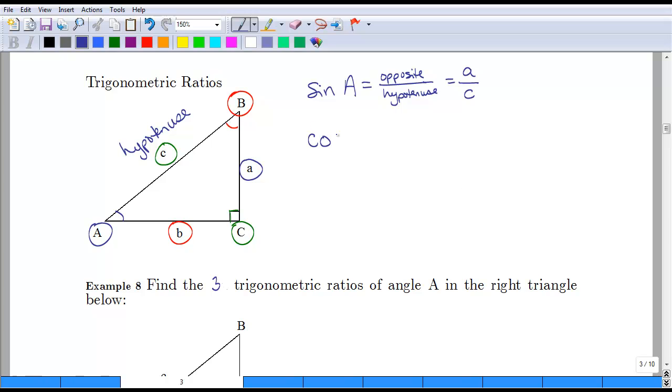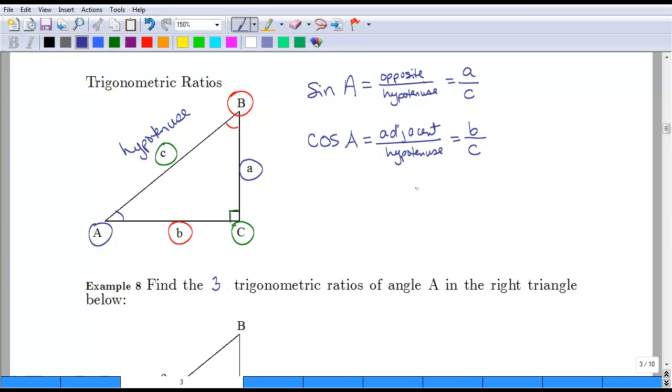Now, the second trig ratio we are going to discuss is cosine of A, abbreviated as cos, but pronounced cosine. And this is the adjacent side divided by the hypotenuse. And if you haven't heard that word before, adjacent just means next to. So the adjacent side, the side next to our angle A, is this side B.